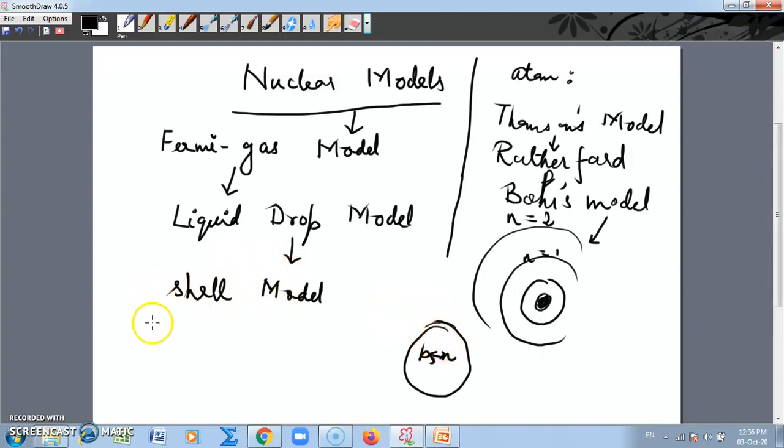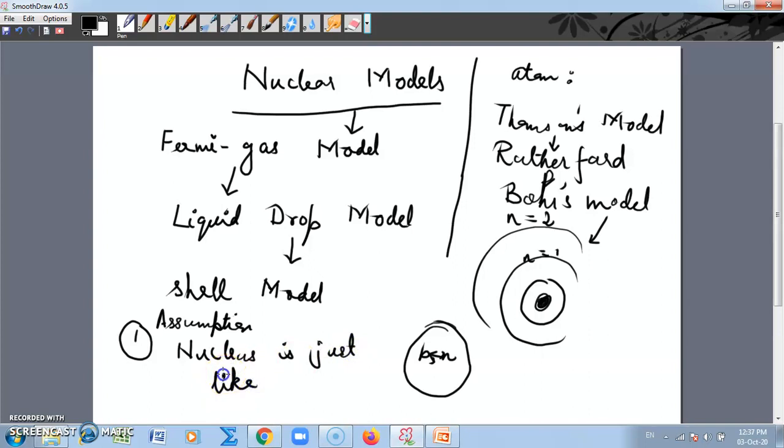In the liquid drop model, the assumption was that a nucleus is just like a drop of liquid. You don't have to write this because I'll share the notes with you. Based on this, in our next class we will be learning what the liquid drop model of the nucleus is. So I think I'll stop my class here.